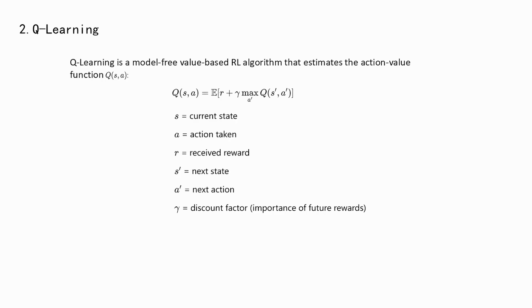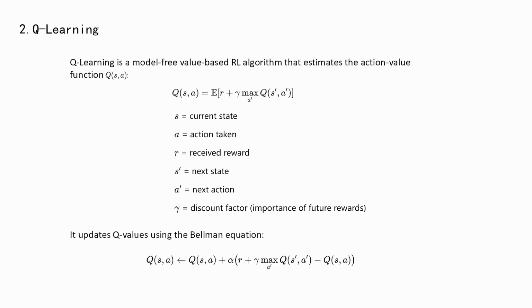Q-learning. Q-learning is a model-free value-based RL algorithm that estimates the action value function, Q(s, a), as follows. It updates Q values using the Bellman equation as follows.